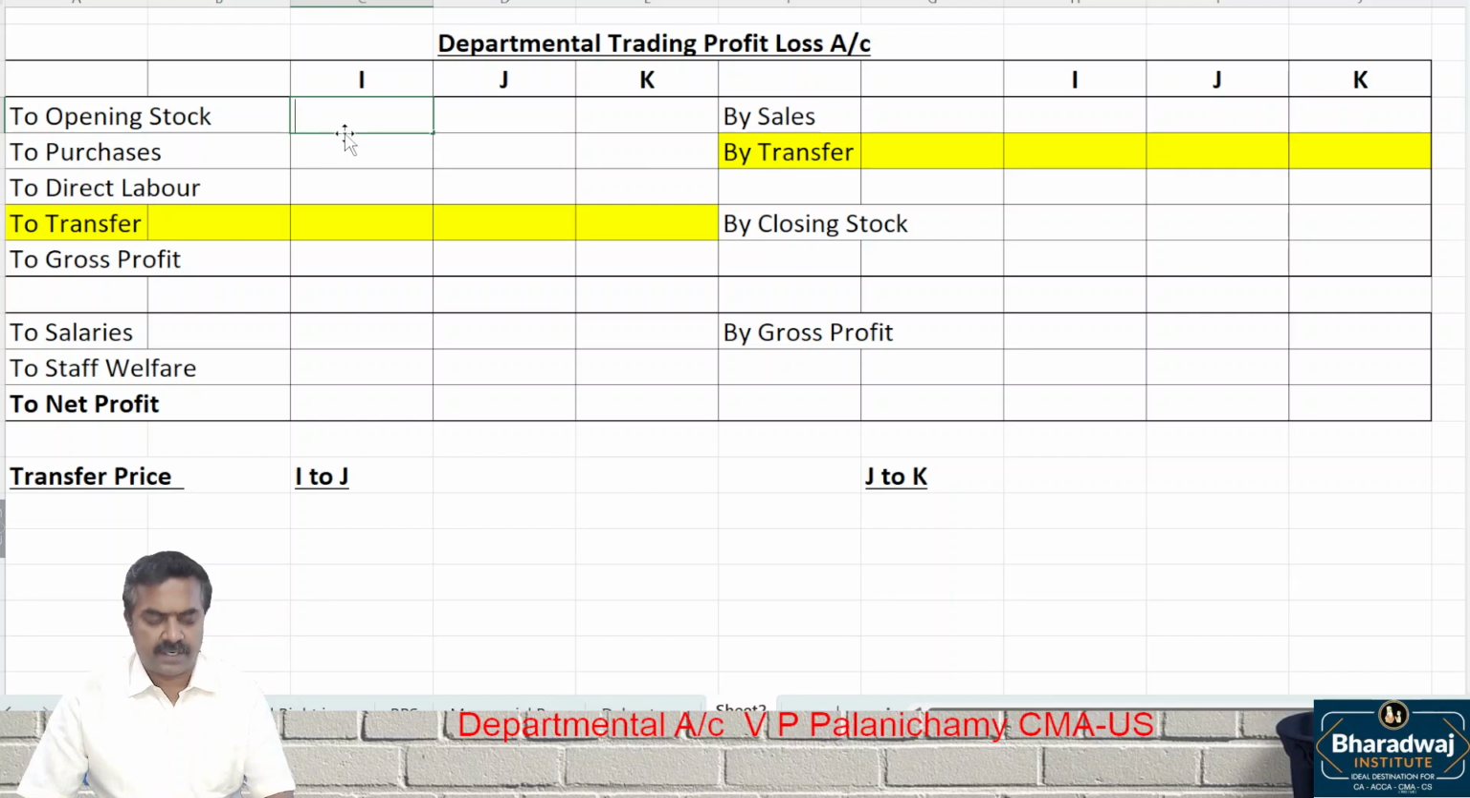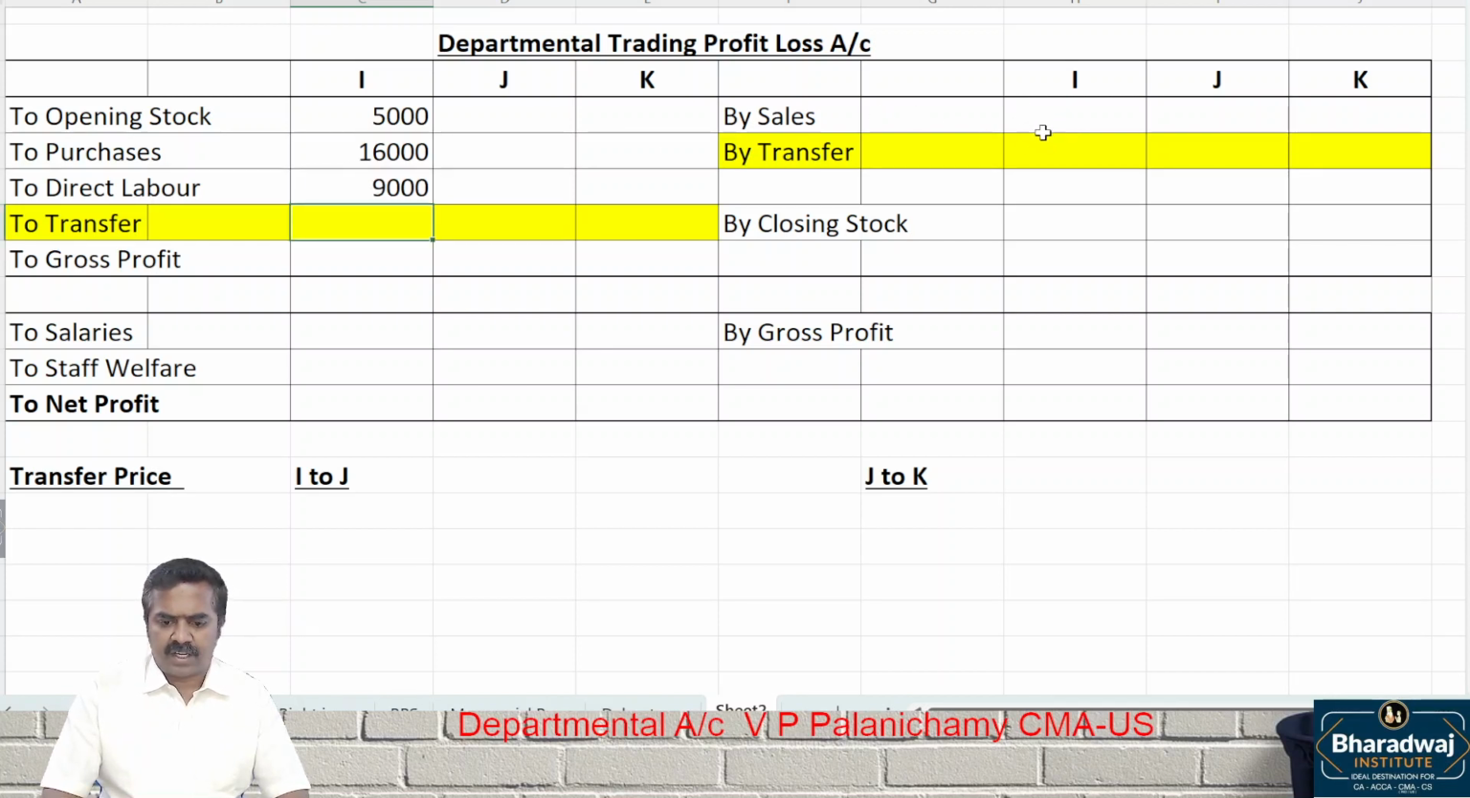Opening stock, how much is there? I. Purchases of material, 16,000. Direct labor, 9,000. The transfer is what we have to work out. What is the closing stock given? 5,000 for I. First, let us work out I to J.